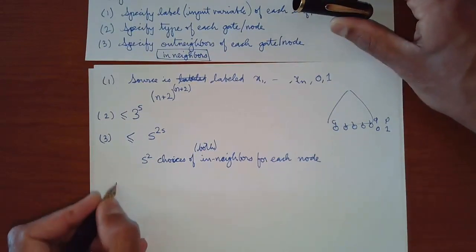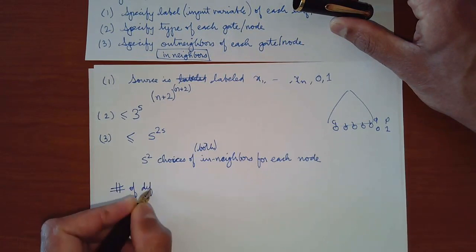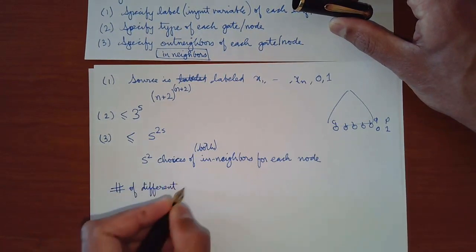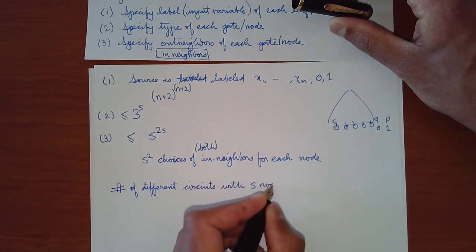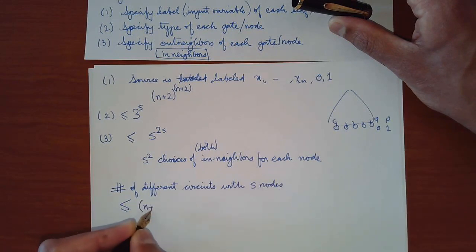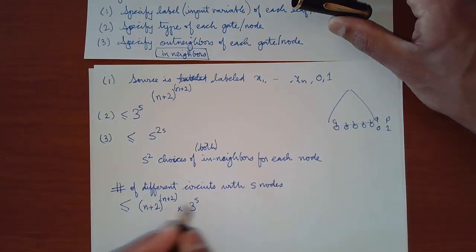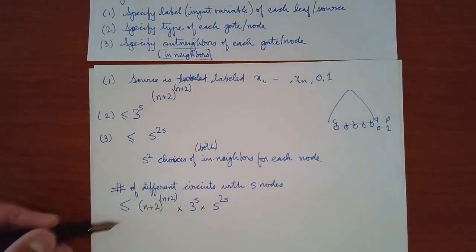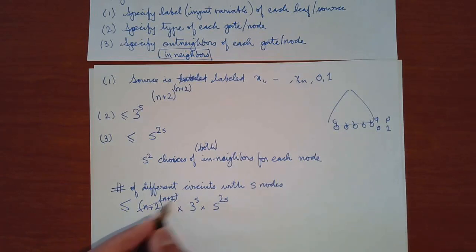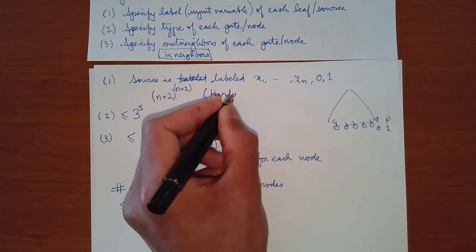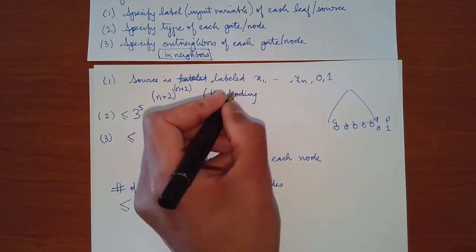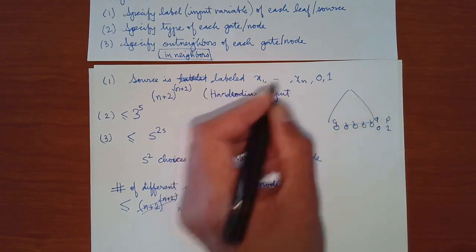Okay, so the total number of different circuits with s nodes is at most n plus 2 to the power n plus 2 times 3 to the s times s to the 2s. And indeed, as was mentioned, the first one could even be removed. You could even remove this if you're more careful. So this is basically like hard coding the input sources.